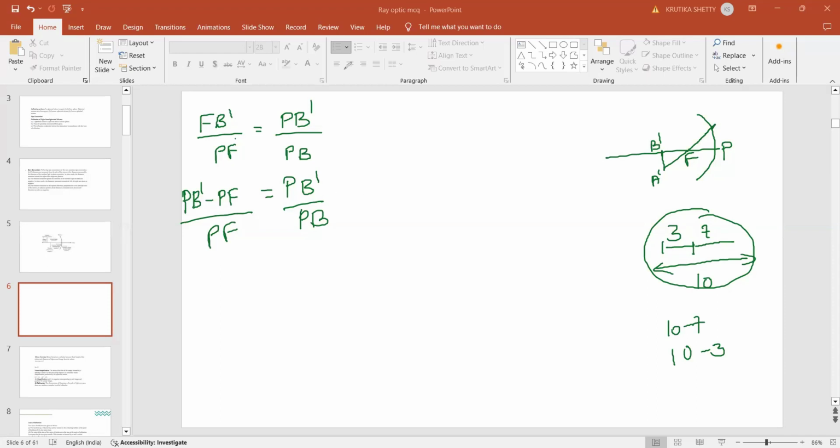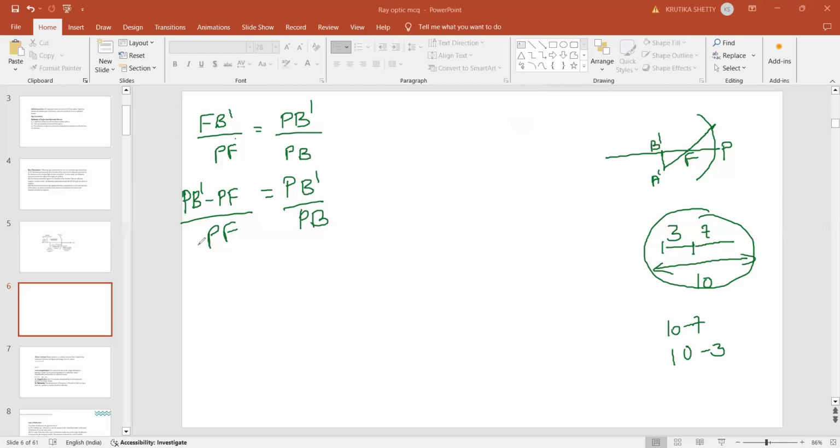Is it clear how to write f b dash? Okay, f b dash we can write it as pb dash minus pf divided by pf. Okay. So now, up to here only it was written. The remaining steps we are just substituting the values, look students.